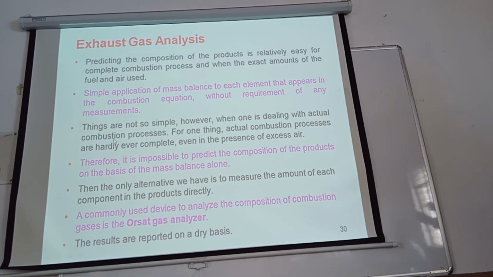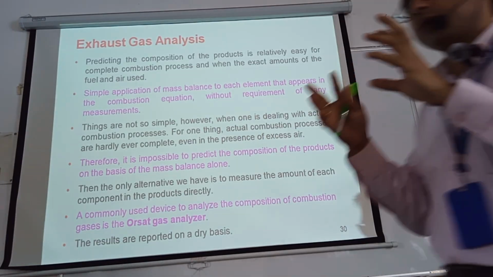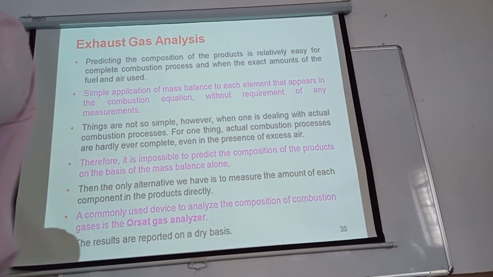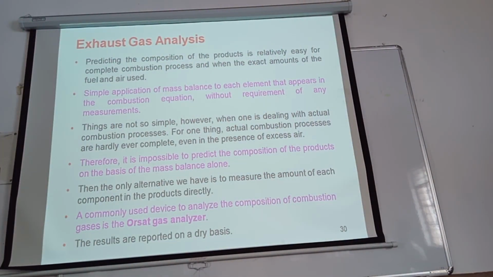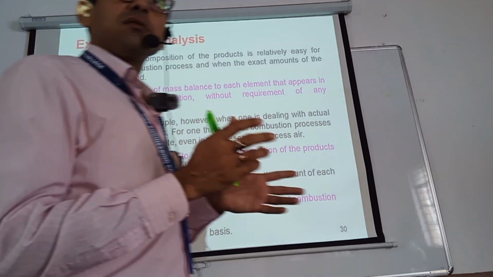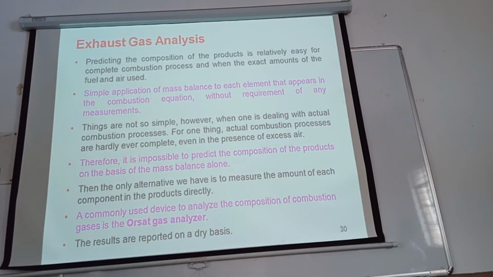What is the meaning? When you have fuel and air, for complete combustion, what is needed? There are three reasons for incomplete combustion. One is insufficient air, second is insufficient mixing, and third is dissociation. If at least one of these things happens, then combustion will be incomplete. So ensuring complete combustion is hardly possible. So you cannot write the reaction, and therefore you cannot balance it, right?